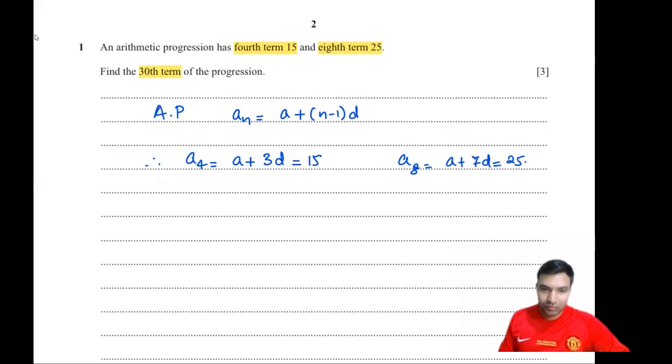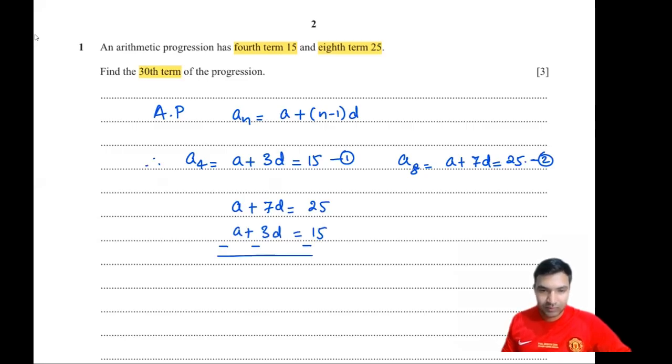Now I can call this equation 1 and this equation 2. So we get two simultaneous equations with two unknowns. Writing one below the other and solving for a and d: a plus 3d is equal to 15. Now subtract, so the sign will change, and a and a cancel out. 7 minus 3 turns out to be 4d equal to 25 minus 15, which is 10. Therefore d is equal to 10 over 4, which is 5 over 2.